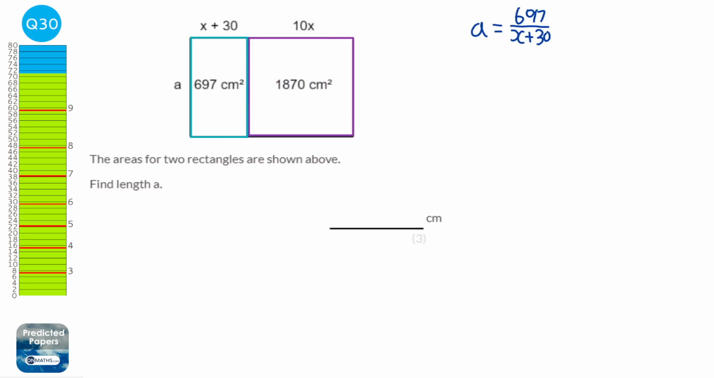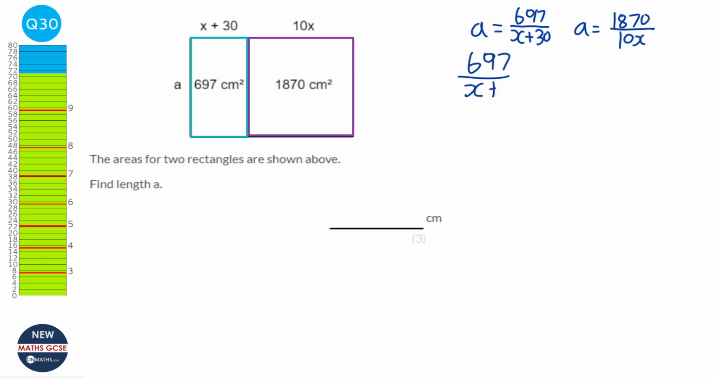Now let's focus on the other rectangle. And this time we have A equal to the area of it, which is 1870, divided by the 10x. Now because both of these are equal to A, we can actually just get both of these fractions equal to each other. And what we can do is work out what x is going to be.